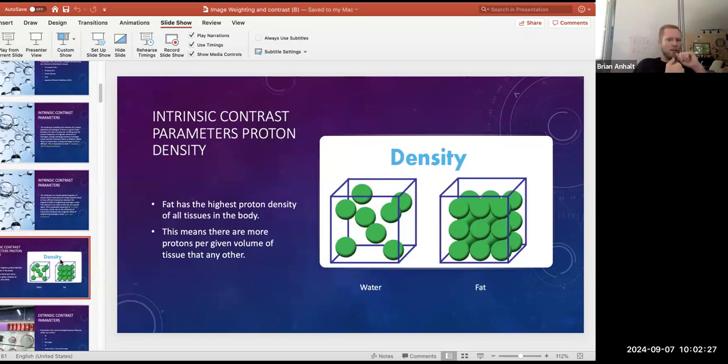And then the proton density. Fat has the highest proton density of all tissues in the body. This means that there are more protons per given volume of tissue than in any other. So think about it, if I fill a box with fat, and then I fill the same size box with water, there's going to be a lot more protons in that box of fat.